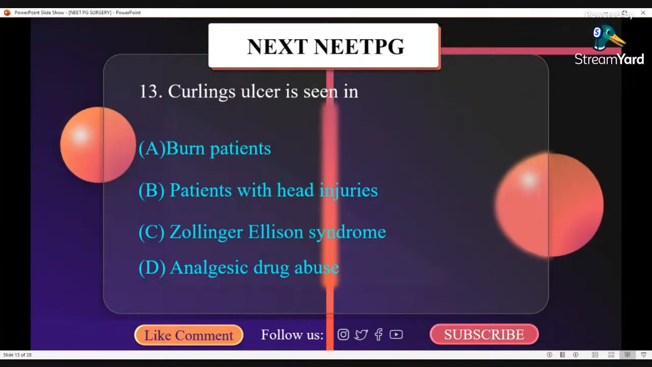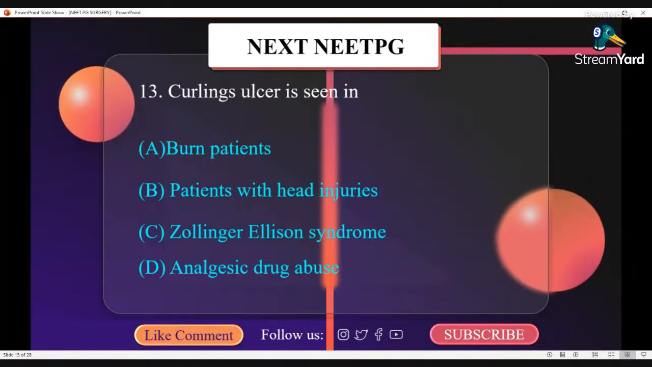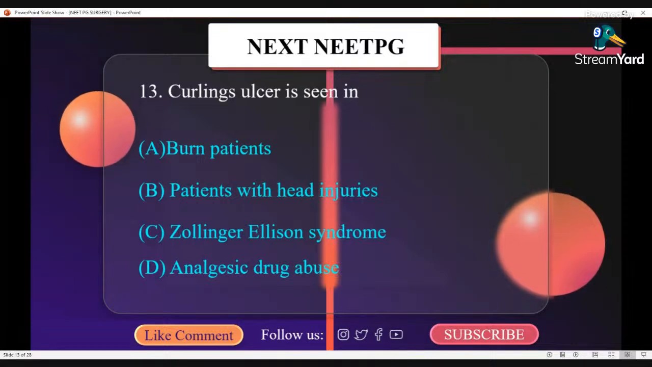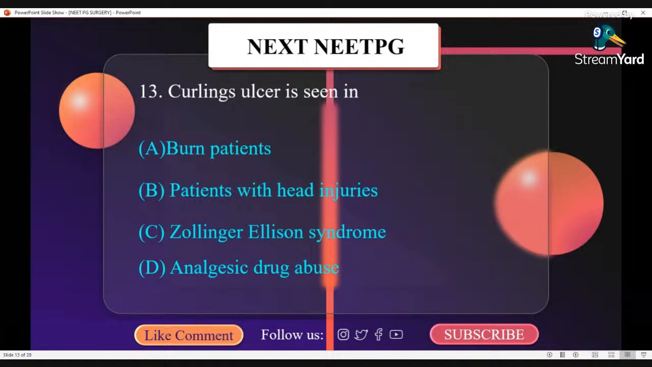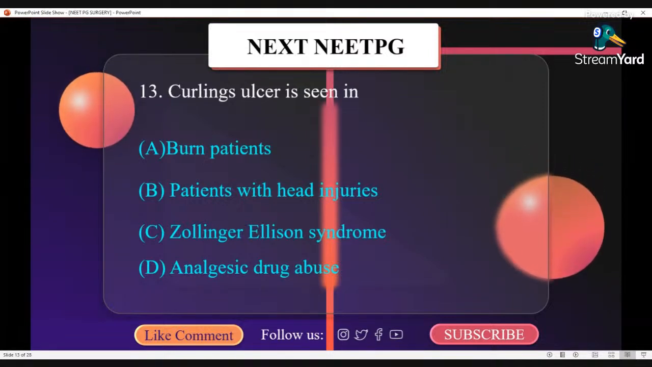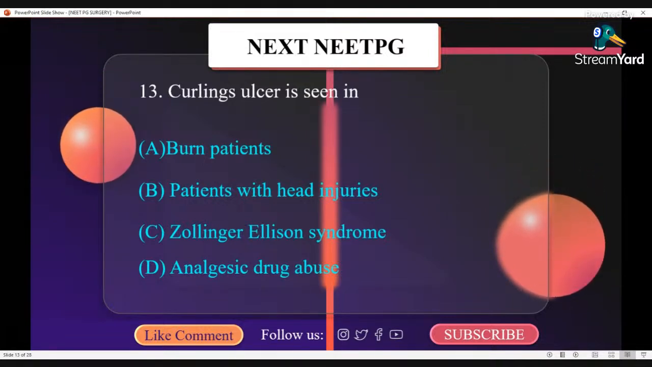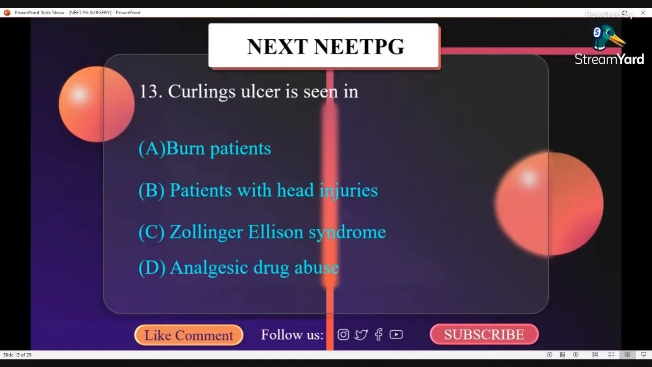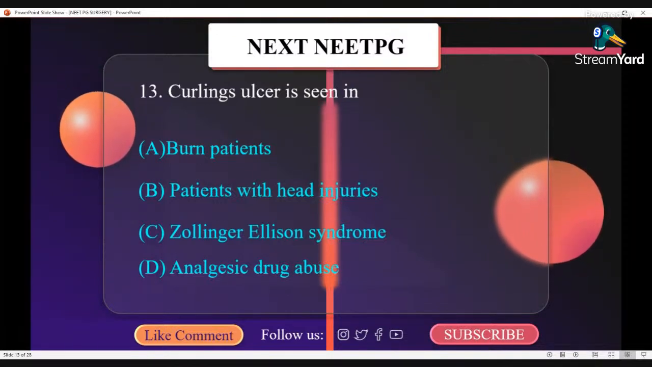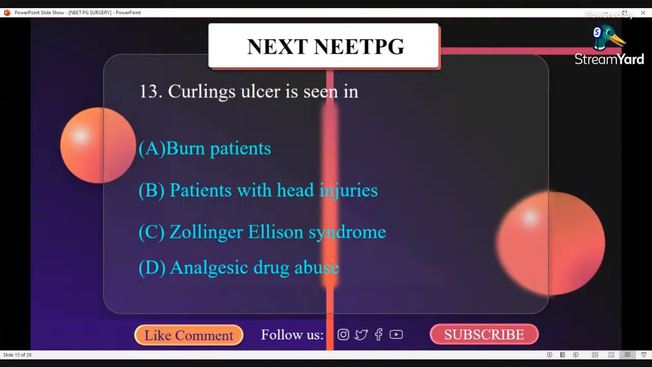In patients with head injury, you will see Cushing's ulcer. So curling ulcers are stress ulcers. They are stress ulcers associated with burns and most commonly found in the first part of the duodenum. Curling ulcer is an acute gastric erosion resulting as a complication from severe burns.